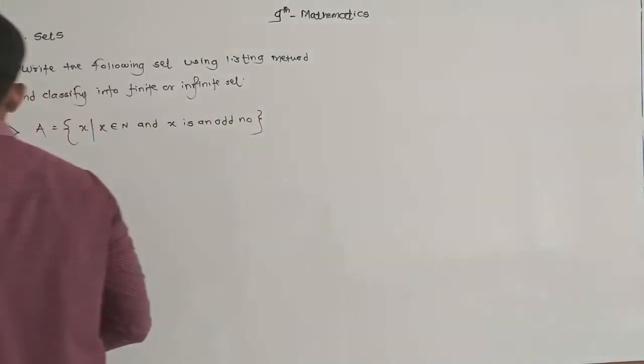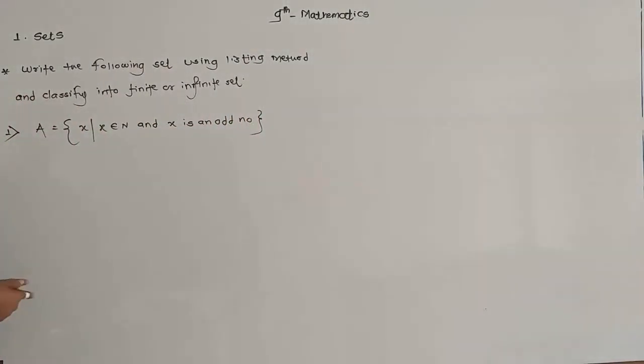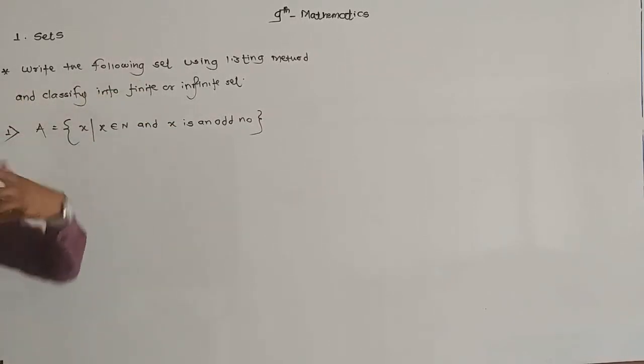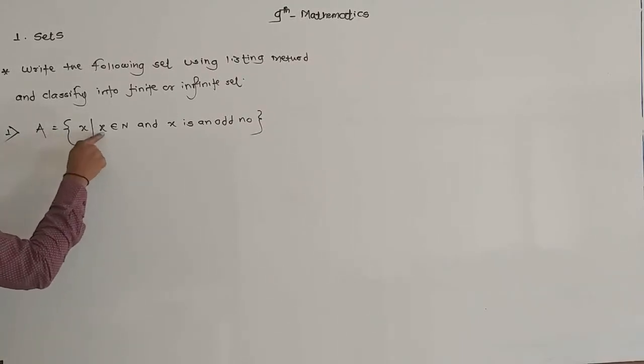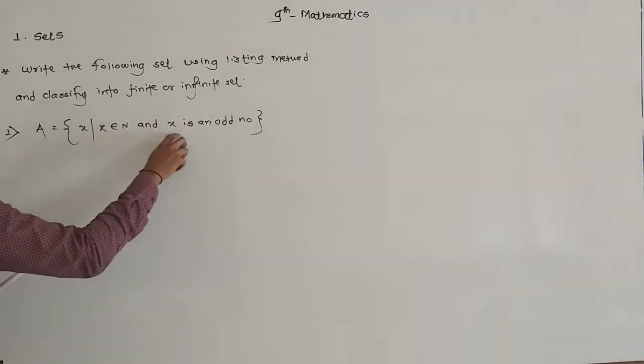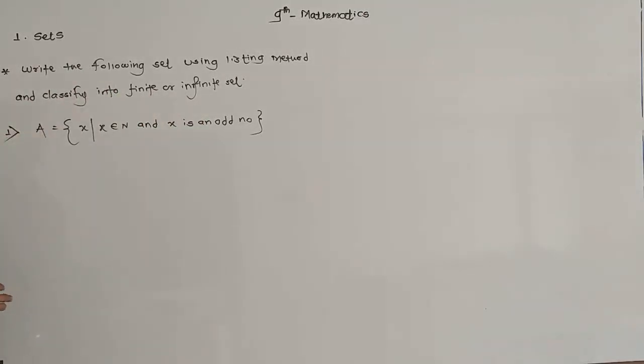So the question is, write the following set using listing method, and after writing the set by using listing method, we have to classify into finite or infinite set. Which type of set is this, finite or infinite? So let's take the first example: set A is the set of all x such that x is a natural number and x is an odd number. First of all, the given set is in rule method. We have to write in listing method.